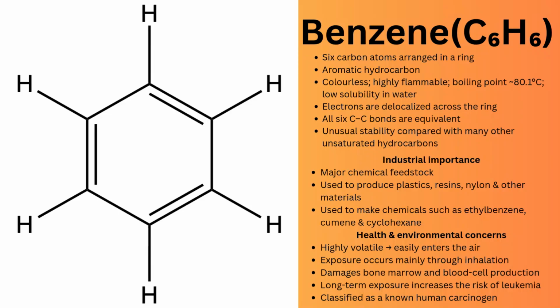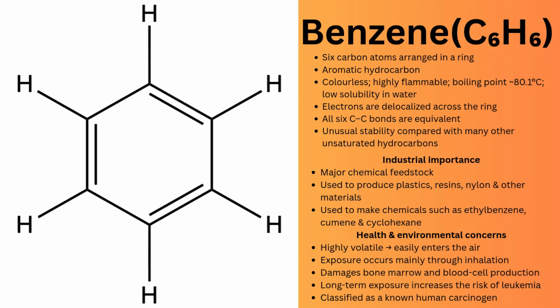This gives benzene an unusual amount of stability, and that stability has a major influence on the reactions it undergoes. Benzene's stability and ability to undergo reactions that produce many different compounds have also made it extremely useful in industrial processes. Today, it is an important starting material for producing things like plastics, resins, and nylon.